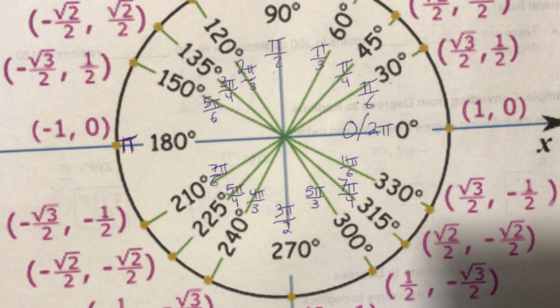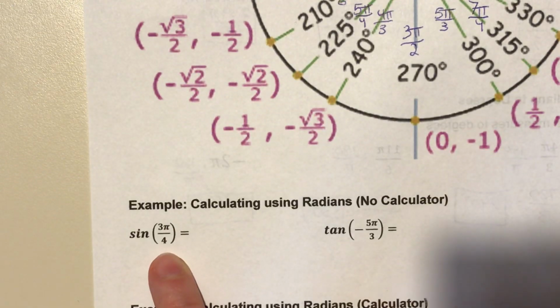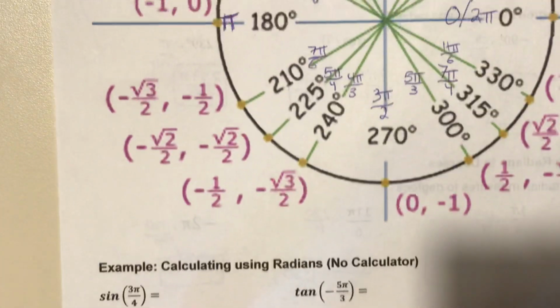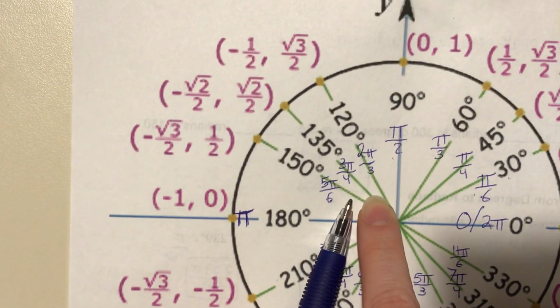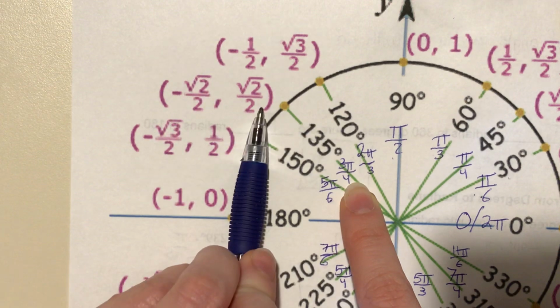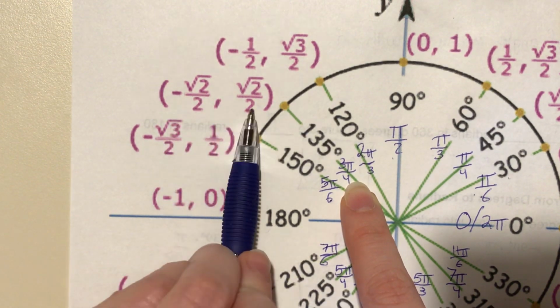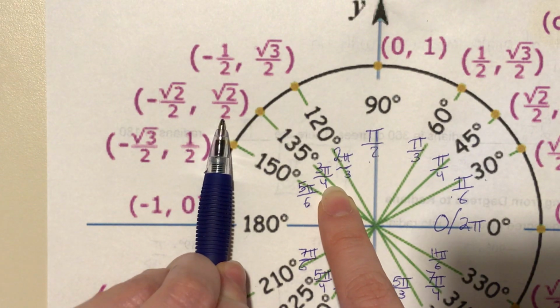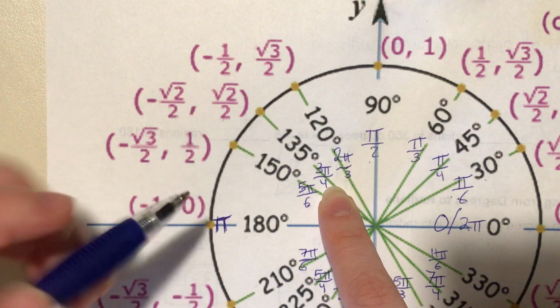Anything we need. So I see that I need to find the sine of 3 pi over 4. I'm going to find 3 pi over 4, which is right here. And we remember that these two coordinates are arranged so that the first one is the cosine of the angle and the second one is the sine of the angle. So if I'm finding the sine of 3 pi over 4, it's just the square root of 2 over 2.